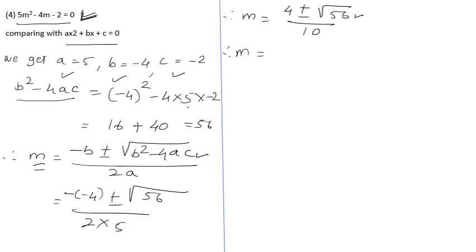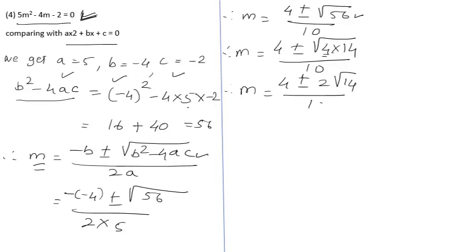Now see here, we can't find the root of 56 directly. So here we factorize 56. Suppose we factorize 56 in such a way that we can find the root of one of the factors. 14 4s are 56, upon 10. Therefore, m equal to 4 plus minus root of 4, which is 2, in the bracket 14, upon 10.